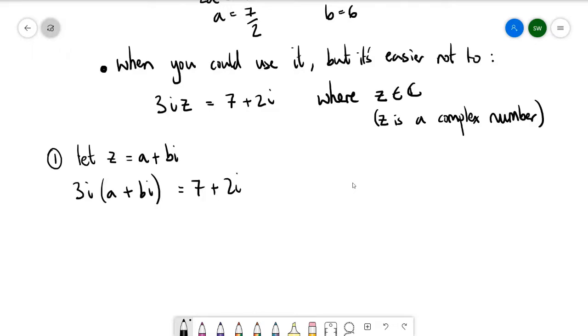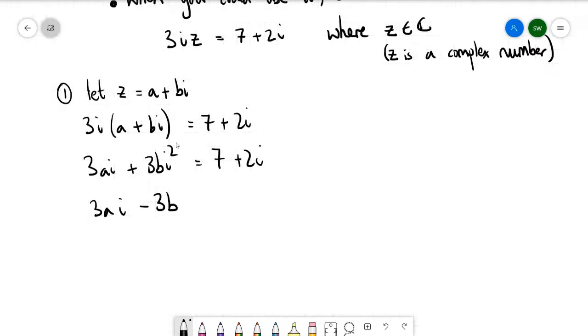And then expand the left-hand side, so we know that 3ai plus 3bi squared is equal to 7 plus 2i. And then, we know that i squared is minus 1, so actually we can simplify this to minus 3b. We never want to work with an equation which has i squared in, because we know i squared is real and it's equal to minus 1. And that must be equal to the right-hand side, which is 7 plus 2i.